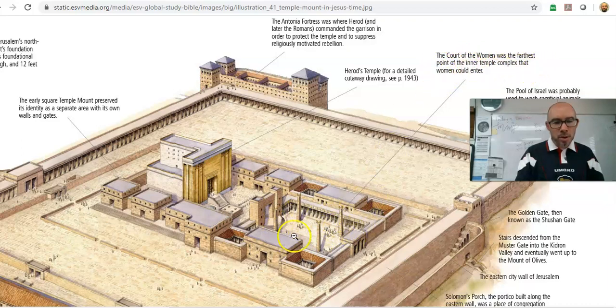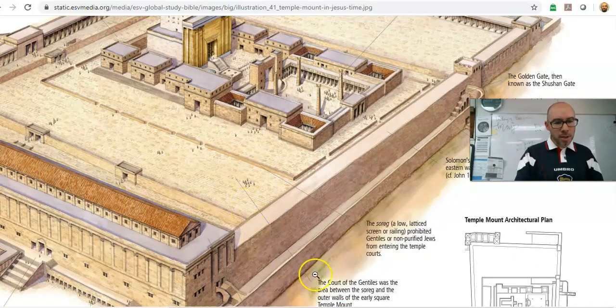So in this chamber here, we've got the castle of the fortress of Antonia. That's over here on the corner, the northwest corner of the mount. It was where Herod and the Romans commanded the garrison in order to protect the temple and suppress religiously motivated rebellions. Court of the Gentiles, okay, I already grabbed that. That'd be down here. The court of the Gentiles is this big space where you'd first come in.